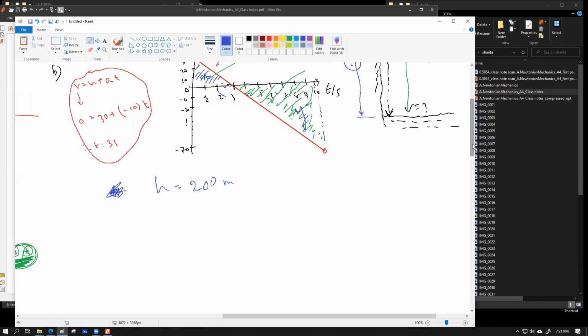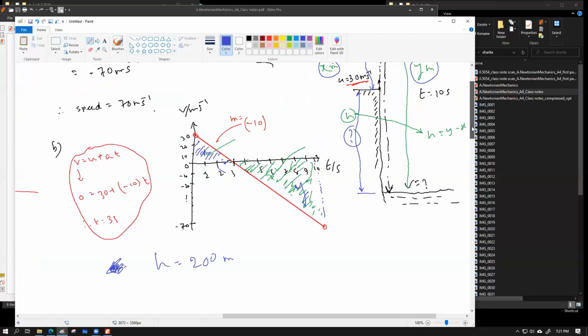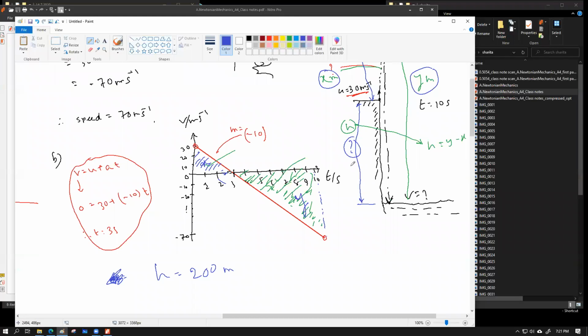So what would be the otherwise method, or if we want to calculate that, if we did not have access to the graph, only the information from the question, how could we possibly calculate this displacement from the given information? We could very well do that. Let me show you how. Have a look. We do know what s equals to ut plus half at square, right?